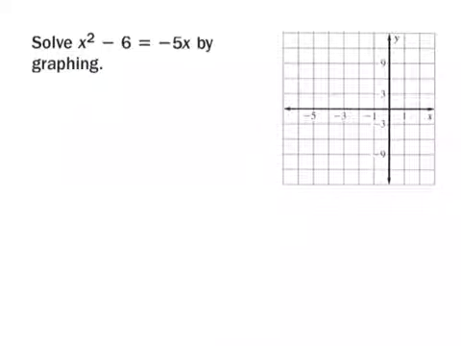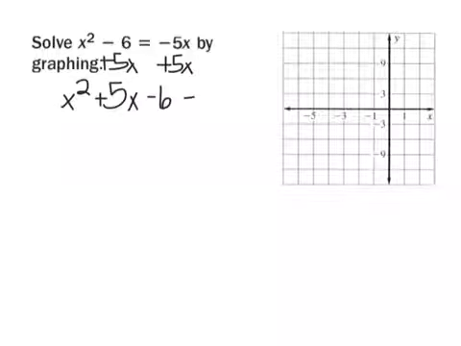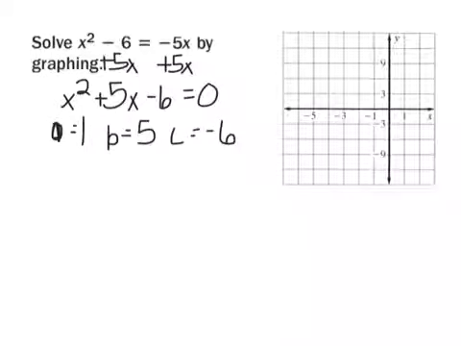Okay, so remember your first step is to get it equal to 0. So this time I need to add 5x to both sides. And I end up with x squared plus 5x minus 6 equals 0. Again, we have that middle term, so I need to solve by using that axis of symmetry. So I'm going to identify my parts. A equals 1. It's a beautiful A right there. Okay. B equals 5. And C equals negative 6.